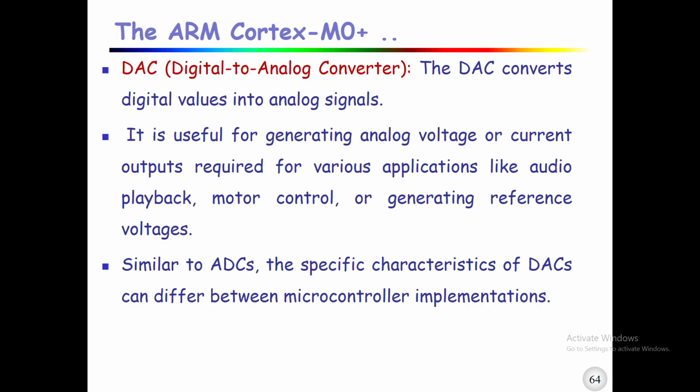The other one is the digital to analog converter. This device converts the digital values into analog signals, and it is useful for generating analog voltage or current output required for various applications like audio playback, motor control, generating reference voltage. And similar to analog to digital converters, the specific characteristics of these digital to analog converters can differ between microcontroller implementations.